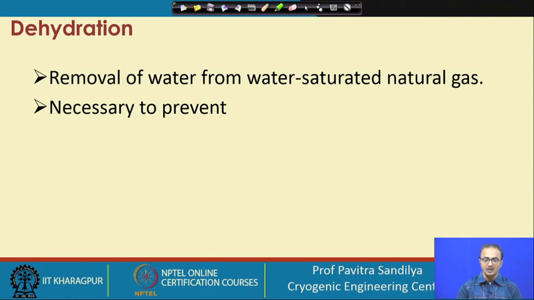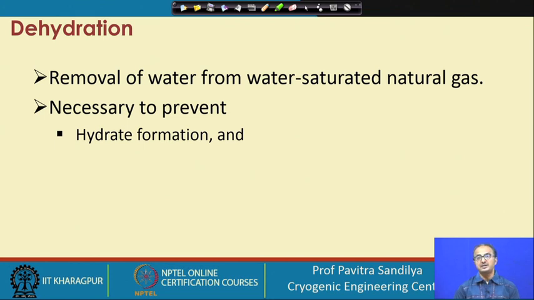And water has other concerns also, because if there is a good amount of water, it may so happen that it can form hydrates, and these hydrates may clog the pipelines. So we need to prevent the formation of hydrates, and also in the presence of water the acid gases form some weak acids which will lead to the corrosion of the pipeline and other equipment. So that is why it is important for us to remove water and bring it down to an acceptable level.